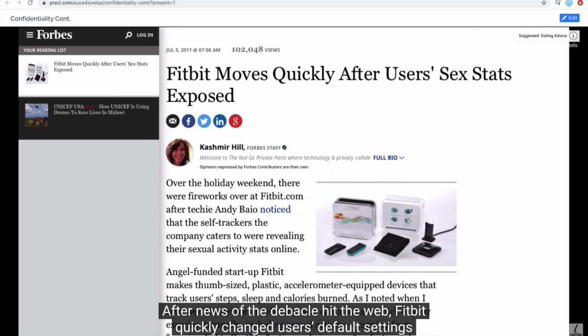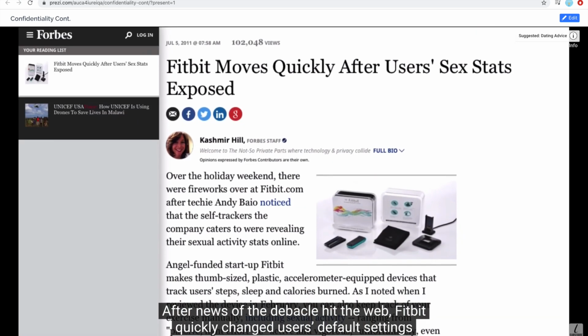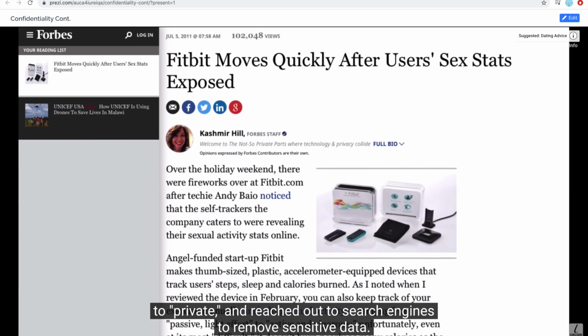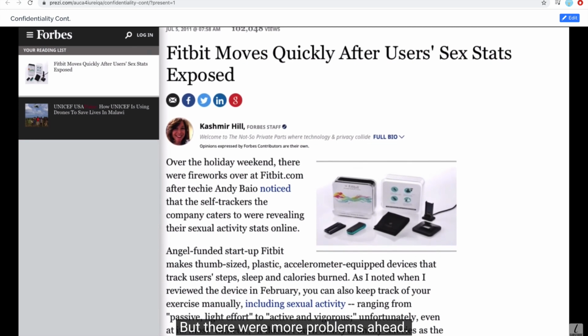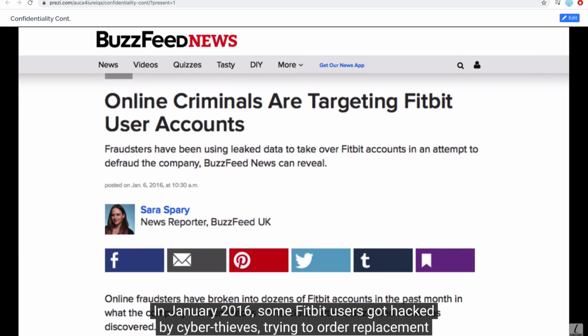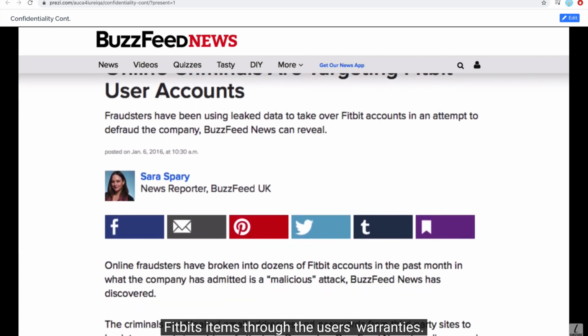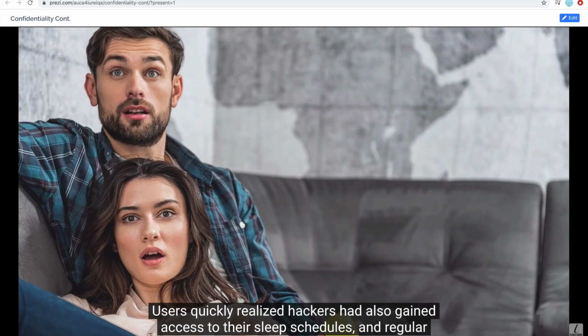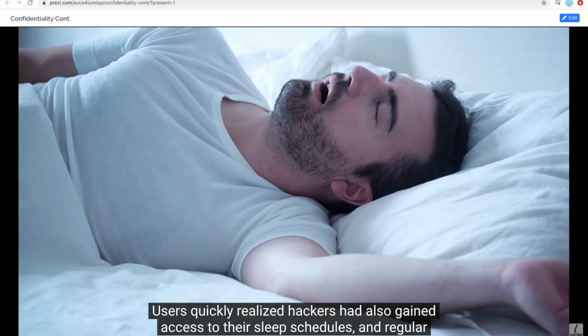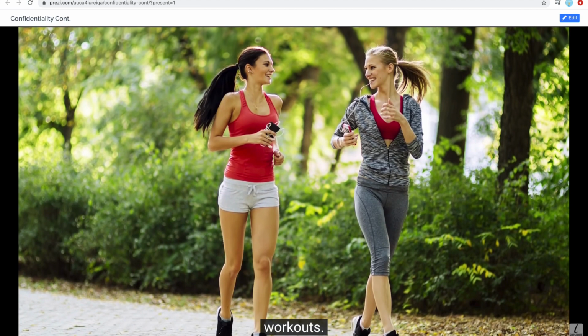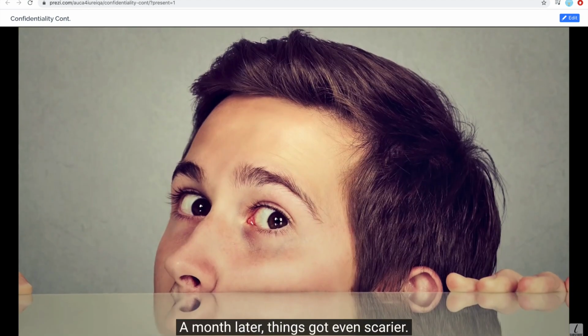After news of the debacle hit the web, Fitbit quickly changed users' default settings to private and reached out to search engines to remove sensitive data. But there were more problems ahead. In January 2016, some Fitbit users got hacked by cyber thieves trying to order replacement Fitbit items through the users' warranties. Users quickly realized hackers had also gained access to their sleep schedules and regular workouts. Stalker much? A month later, things got even scarier.